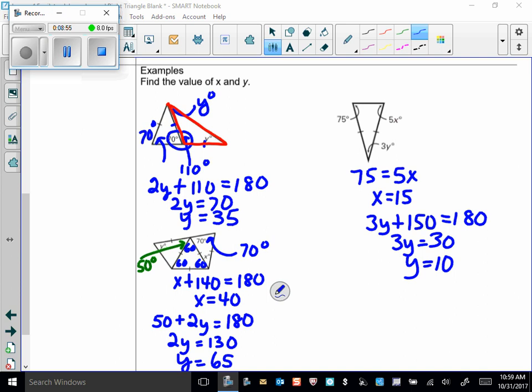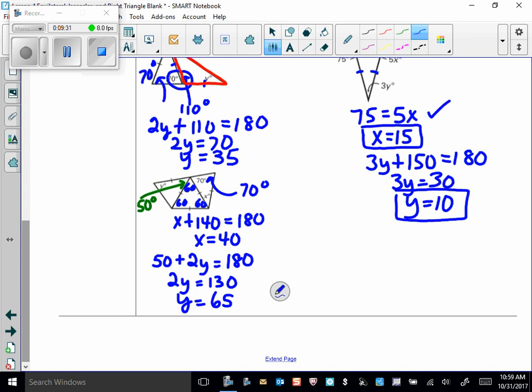Okay, so over here in this problem, I can see that I've got an isosceles triangle, and I'm going to use the base angles theorem to know that these two angles are congruent. So that's why I wrote this equation, that 5x has to be equal to 75. That tells me that x is 15. And then I'm going to use the triangle angle sum theorem that tells me the sum of those angles is 180. 75 and 75 is 150. 3y plus 150 is 180, which leads me to y equals 10. Okay, let's go to this problem down here.